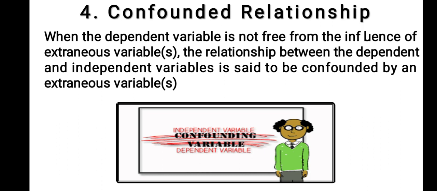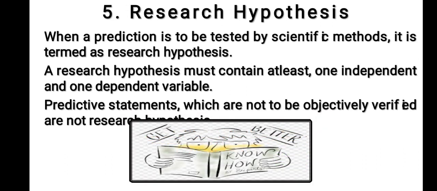When the dependent variable is not free from the influence of the extraneous variable, then we could say that the relationship between the dependent and the independent variable is confounded. Okay, so that is called a confounded relationship. Next, I could give you an example for this.